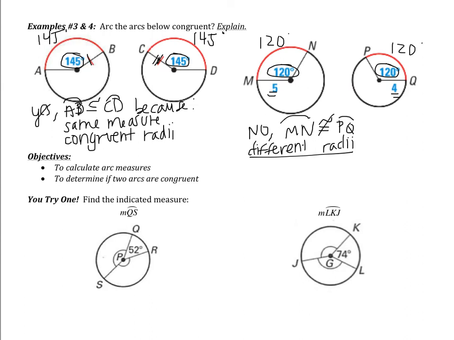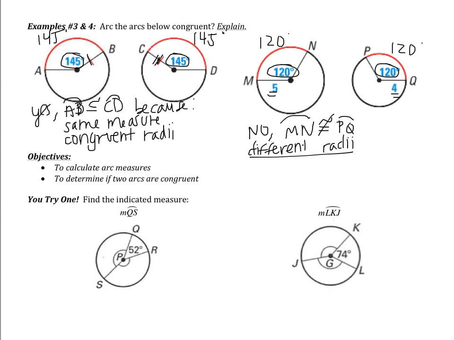Okay, so we had two objectives this video. One was to calculate arc measures. So that was using the idea of central angles. The measure of a central angle is equal to the measure of the arc. And then we determined if two arcs are congruent. That's what we just did. Two arcs are congruent if they have the same measure and the same radii.